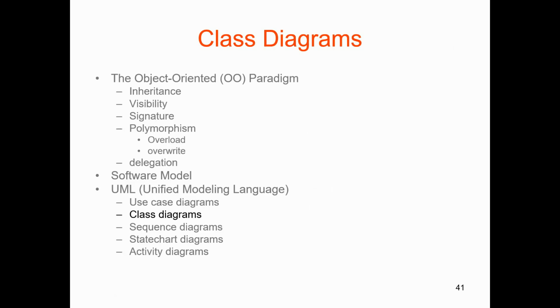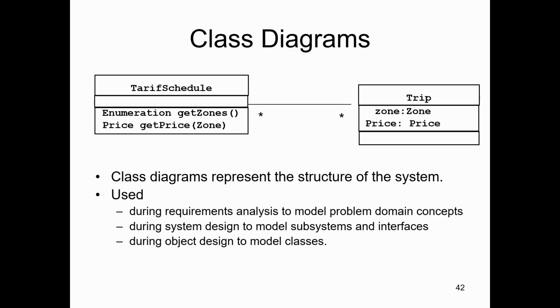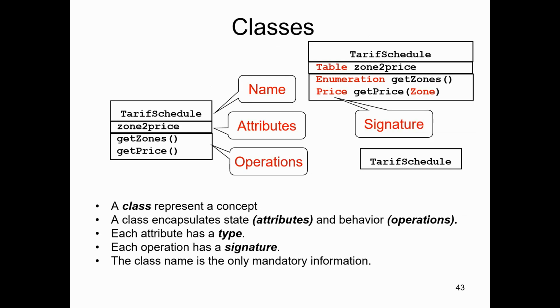Okay, the next one is class diagrams. A class diagram represents the structure, and we can use it in different phases of the life cycle: during requirement analysis, system design, architecture level, or detailed design of an individual subsystem or component. We can use the class diagram in all the design and analysis phases.